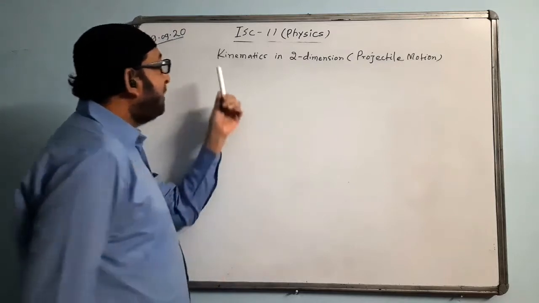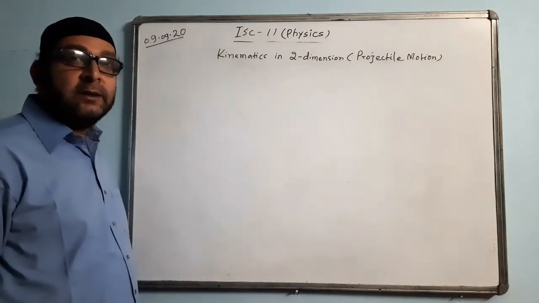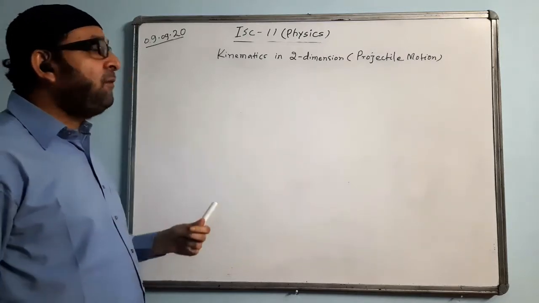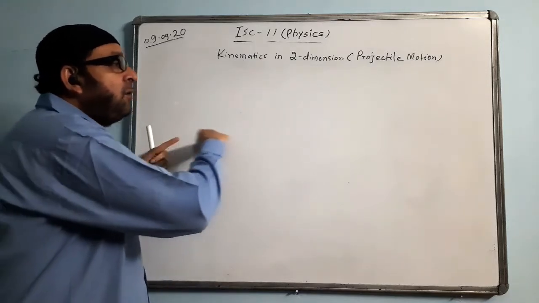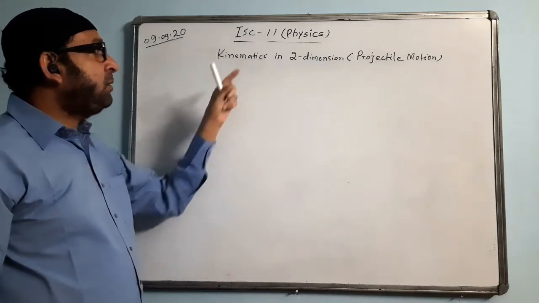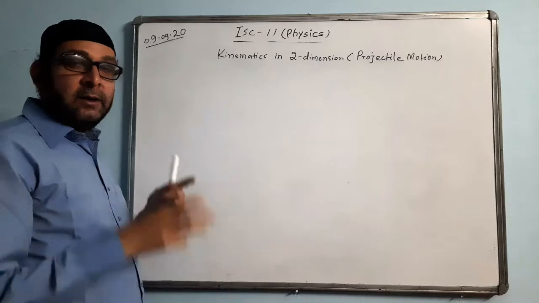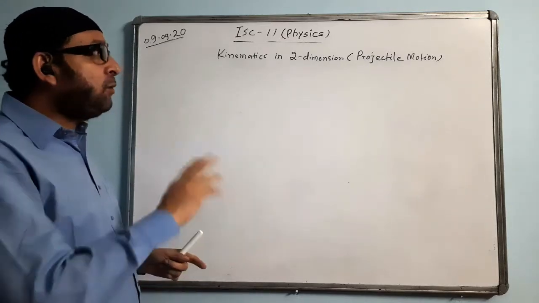So today we are starting kinematics in 2 dimensions, also known as projectile motion. How is this motion different from the previous one dimension? One dimension means the body will either move horizontally or vertically. But this motion will have horizontal as well as vertical motions imposed on the body simultaneously. The body will have both the motions at a time.